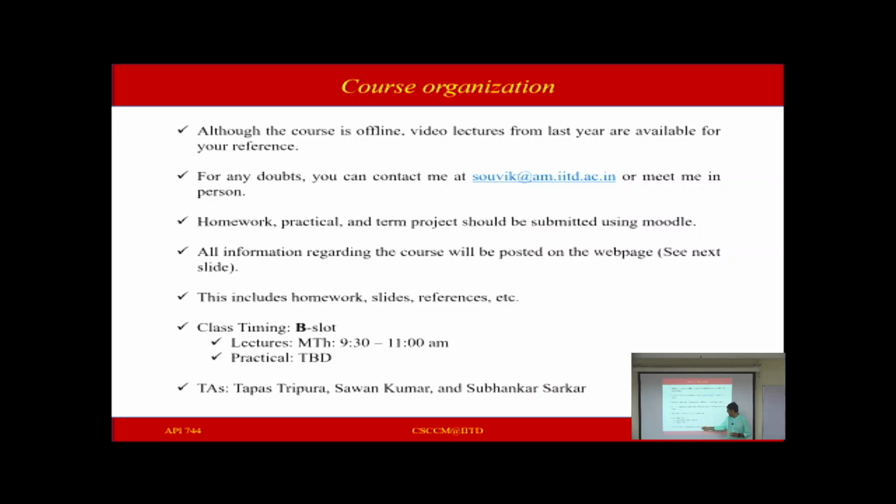Okay. TAs, there are 3 TAs in this course. Subankar is here. Apart from that, Tapas and Sawan are there. I forgot to tell him not to come, but so he came. But that's okay. So TAs will not be attending the class, but they will be helping with the practical part, homework part, and those kind of things. Okay. Other things I will handle.